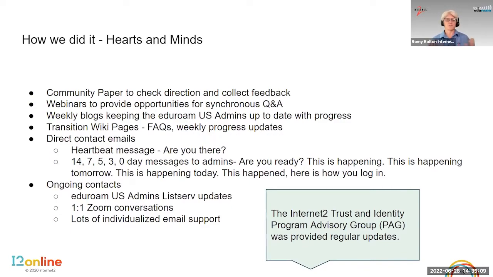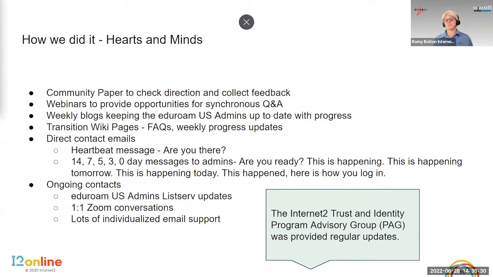So what did we do? We've talked about this community paper. Again, checking direction regularly. Is this what people want to see? Can we do this? We did some webinars. We had a very extensive wiki on FAQs and exactly what's going to happen in the text of emails. And then the direct contact emails were an important part of this.